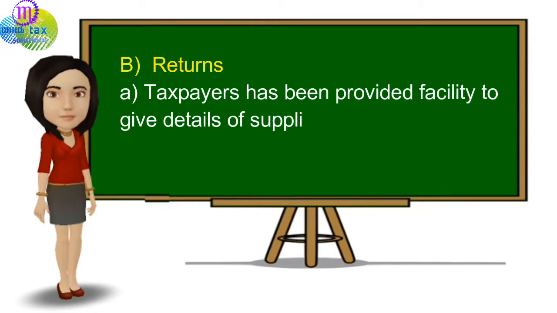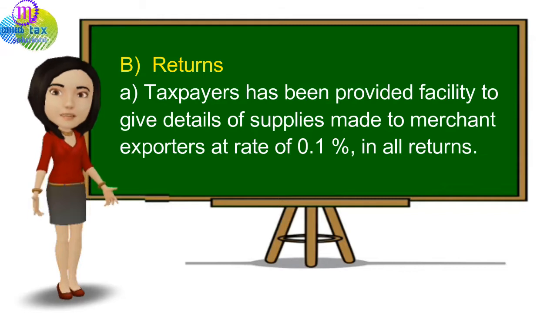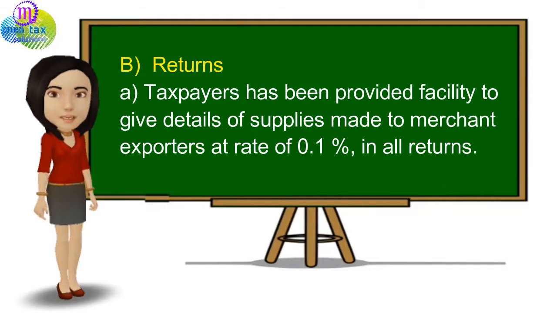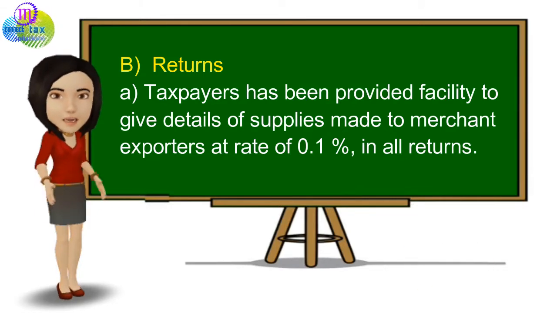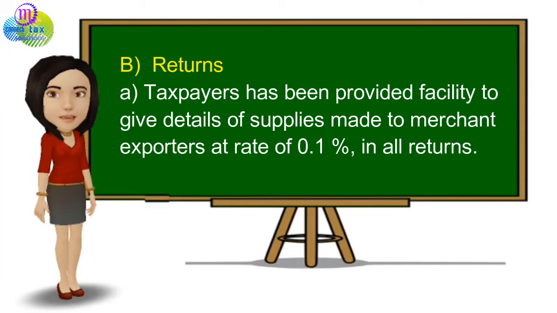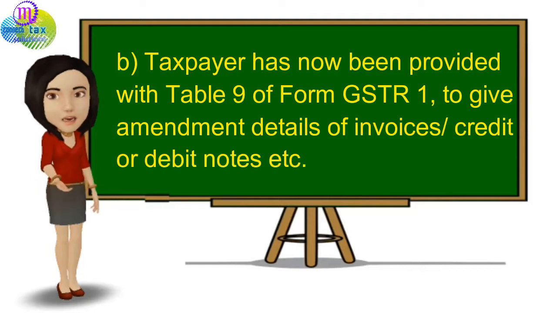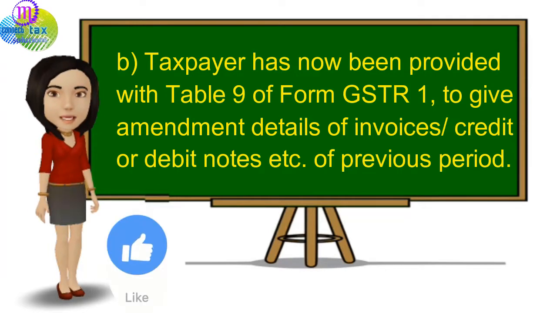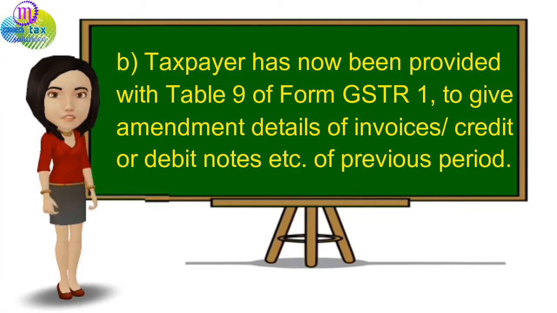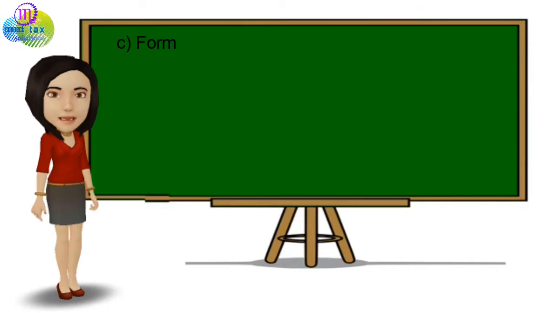B. Returns. A. Taxpayers have been provided the facility to give details of supplies made to merchant exporters at the rate of 0.1% in all returns. B. Taxpayers have now been provided with Table 9 of Form GSTR1 to give amendment details of invoices, credit or debit notes etc. of the previous period.